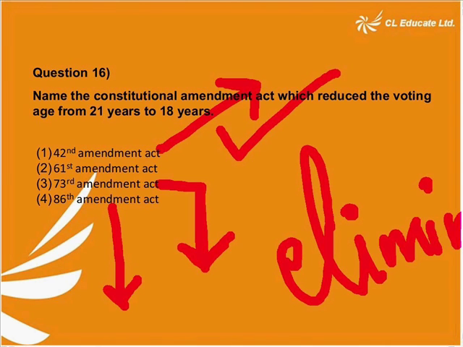Well, this is easy. Finance emergency is 352. Finance Commission is 280. Then 62, 68. The Finance Commission divides the finances between states and the union government.